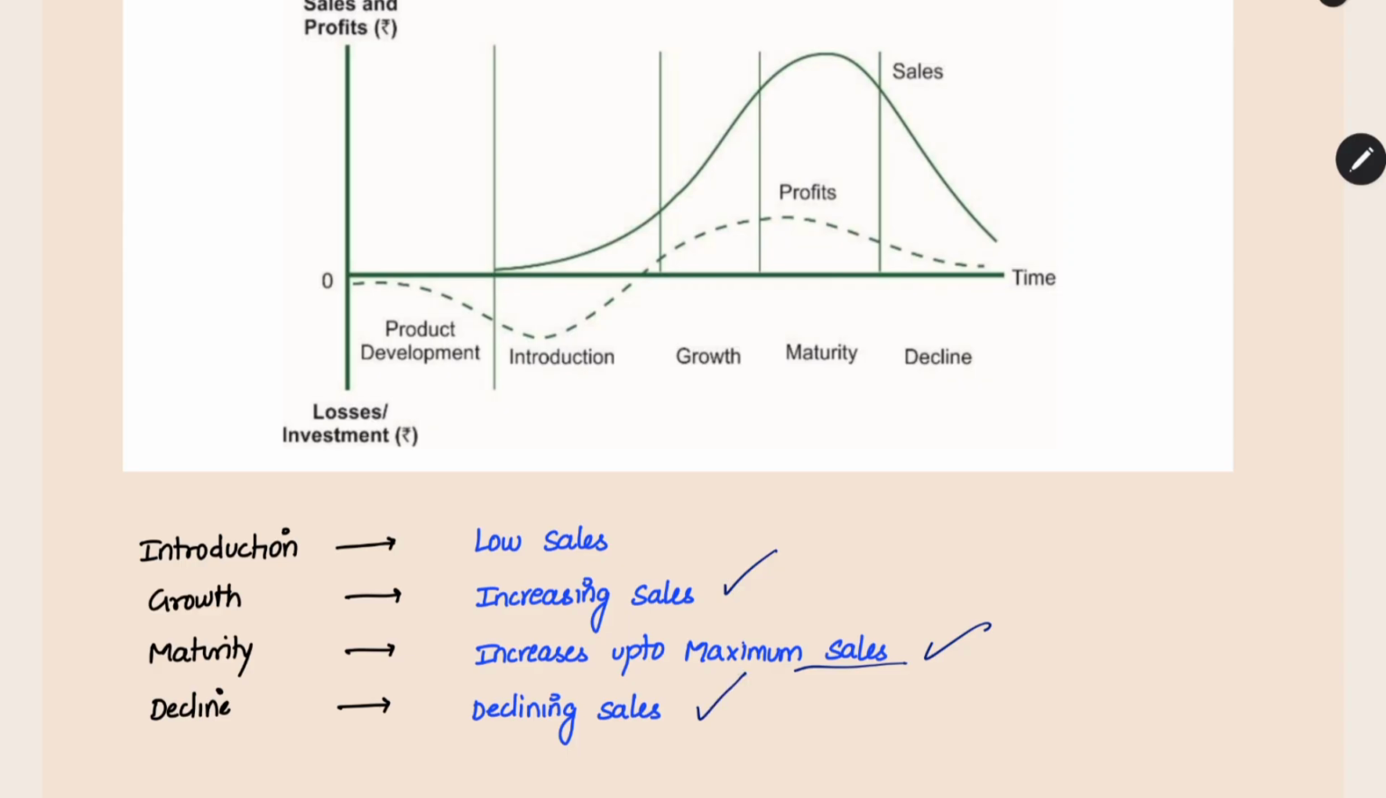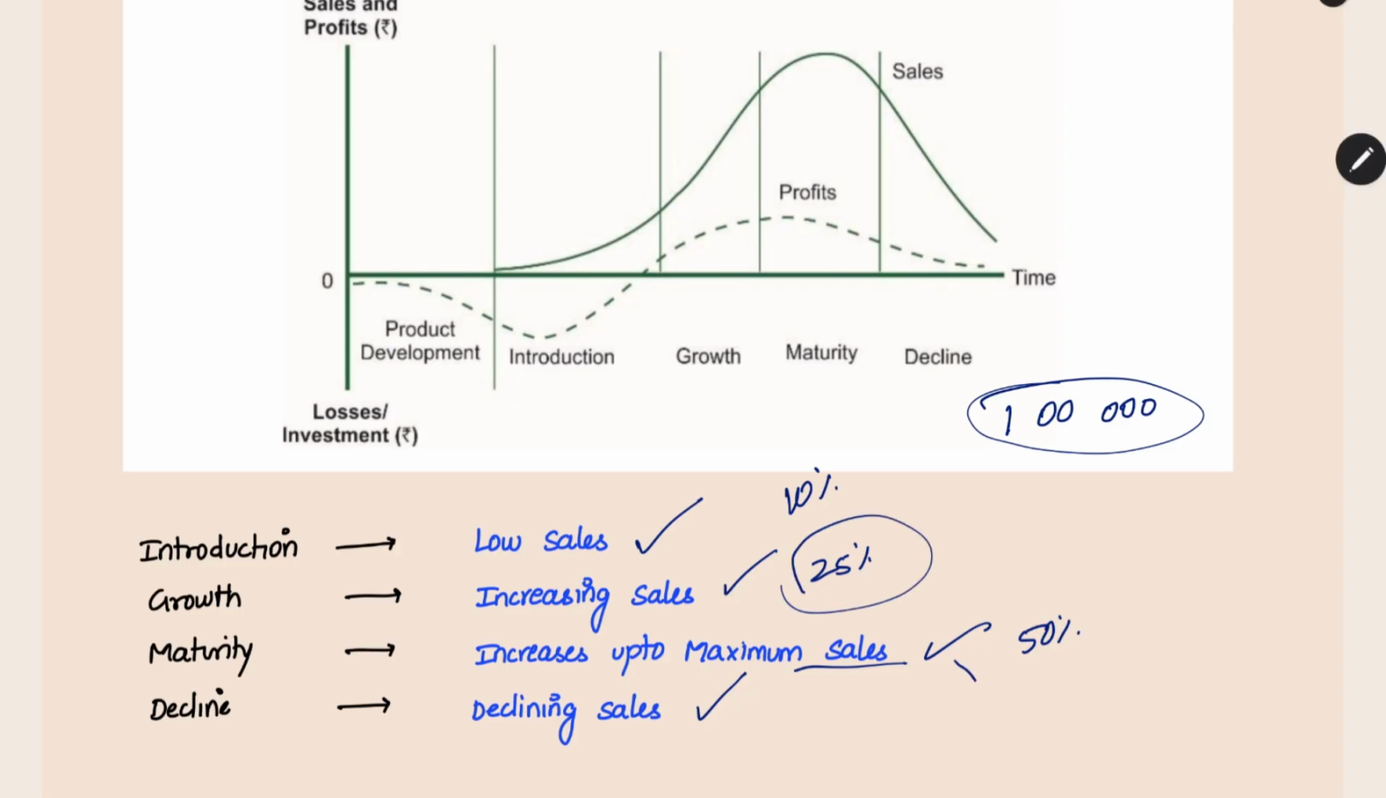In the introduction stage, as we already know, we are newly introducing a product, so there will be low sales only. This is the sales proportion. For example, in a project, you can sell 1 lakh units in total, and these will be sold in different percentages. For example, only 10% will be sold in the introduction stage. In the growth stage, you will sell about 25%. In the maturity stage, you will sell about 50%. In the decline stage, you will sell only the remaining percentage. The majority of the sales will be covered in the growth stage and the maturity stage. In the maturity stage, you will attain the maximum level of sales. This is the conclusion which you have to arrive at and remember to solve the sums.